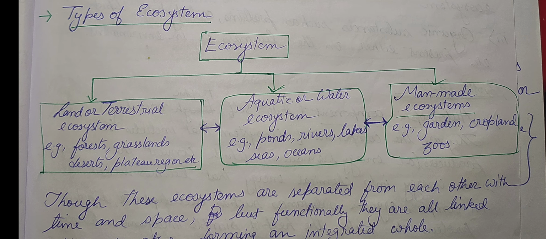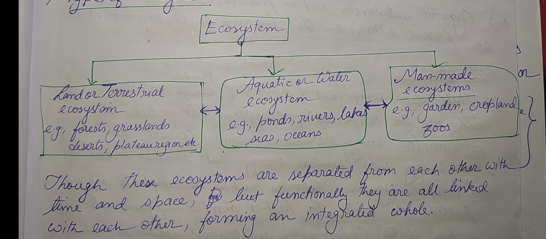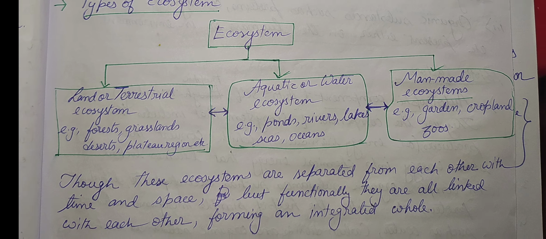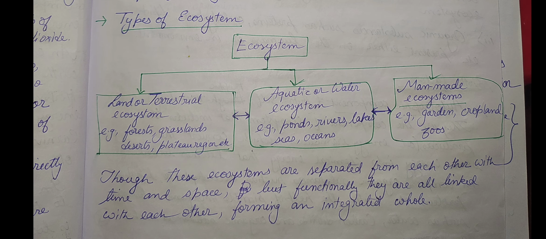And the man-made ecosystems are the gardens, the cropland, zoos. They form the man-made ecosystems. Okay, but although these ecosystems have been divided in broad terms, they are all related with one another. Okay, that's why the food chain is a little bit complicated.